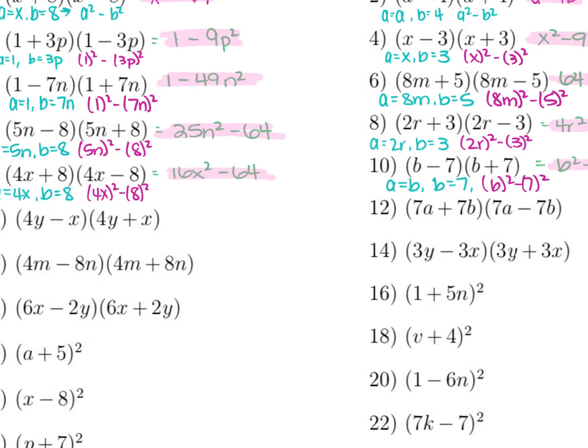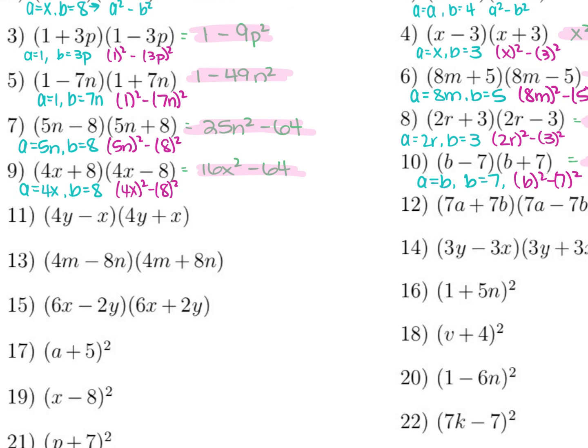For 11, we have 4y minus x times 4y plus x. Your a is 4y, your b is x. We're going to do 4y to the second power minus x to the second power. So it's going to be 16y squared minus x squared.